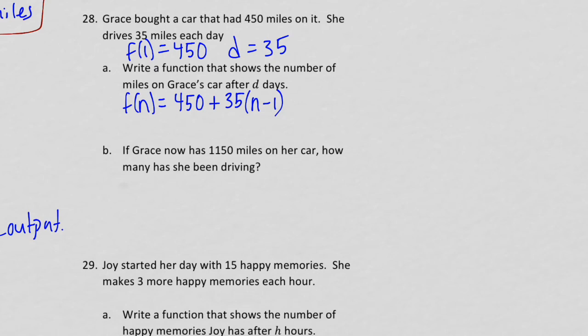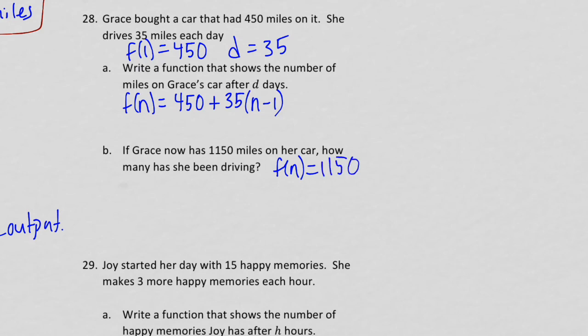If Grace now has 1150 miles on her car, how many has she been driving? How many miles has she been driving already? Okay, how many days actually? If she already has 1150, how many days has she been driving? So that does not mean plug in 1150. What this means is the total is already 1150. What is n? What is the number of days that have passed if her total is 1150? So to solve this, what you're going to do is you're going to say f of n, the total is 1150.